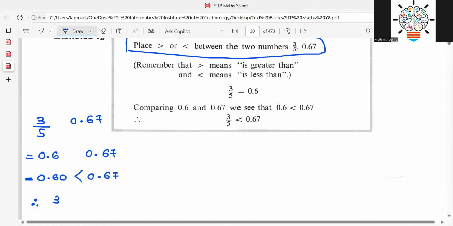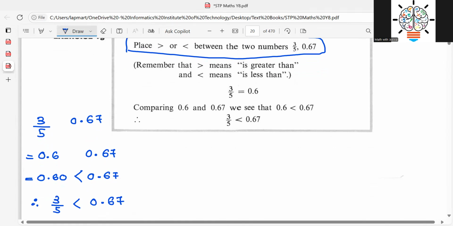Therefore, 3 over 5 is less than 0.67. Children, keep this in your mind when you're concluding the answer. If you write that 0.60 is less than 0.67, you don't get the full marks, because in the question we don't have 0.60. We have 3 over 5.